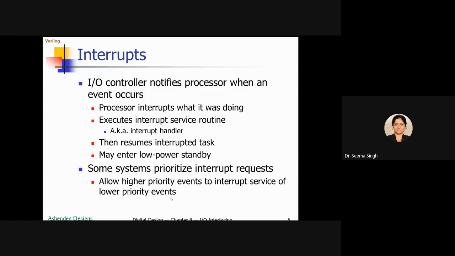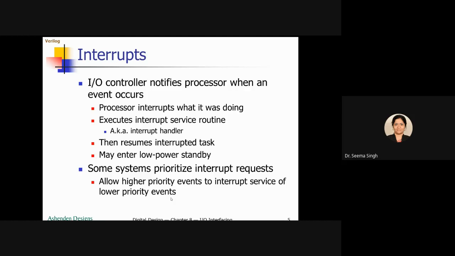So the IO controller will notify the processor, and the processor will interrupt whatever it was doing. And how does it interrupt? Whatever it was doing should not be lost because of this interrupt. So whatever it was doing, that address will be stored in the program counter. I hope you all remember what the program counter is. The program counter will always keep the address of the current process happening in the processor.